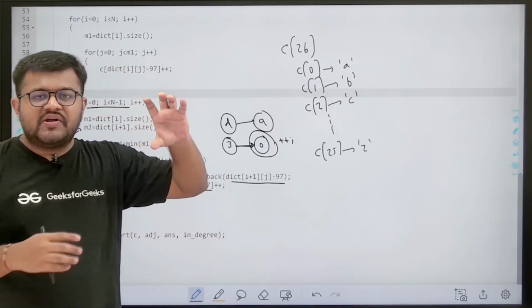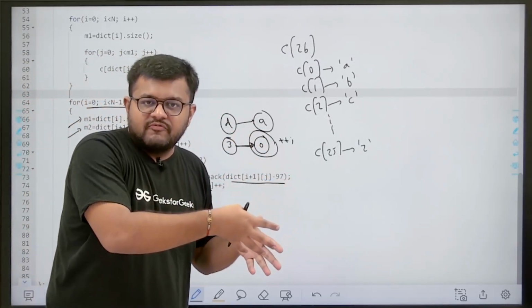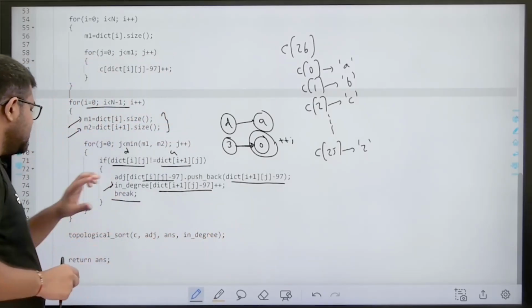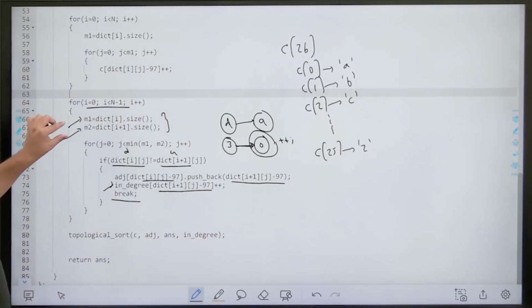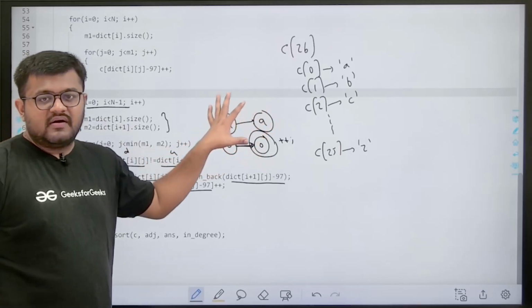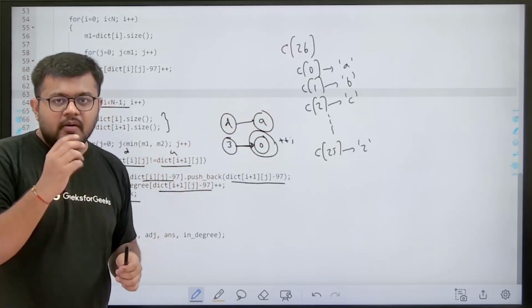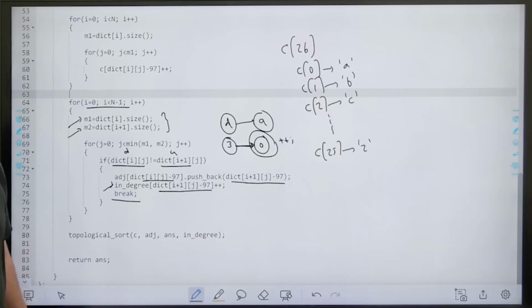We cannot judge the relation of the characters which are after the first mismatching character. Okay, so I'll immediately break it. So basically in the adjacency list, I'll get such edges and the graph will be formed. Now I need to make a topological sort on that graph. So I call the topological sort function.